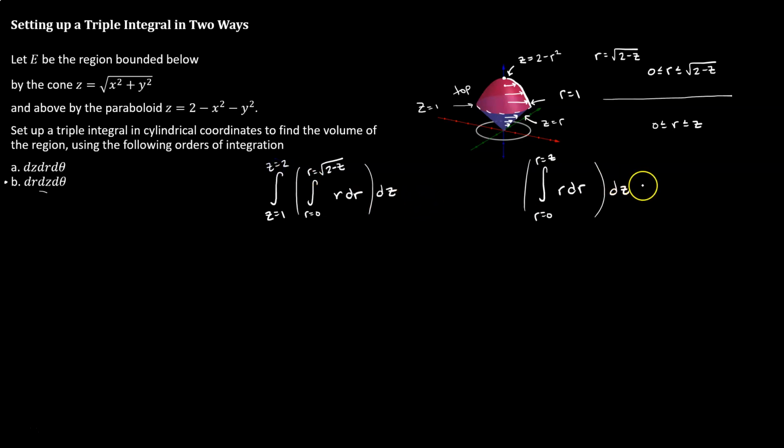For the bottom half, however, z is going to start at 0 and go up to 1, that intersection point. And then lastly, we need to think about theta. Theta is allowed to spin all the way around, 0 to 2 pi, because we're looking at a complete circle. The solid is not being truncated by theta.